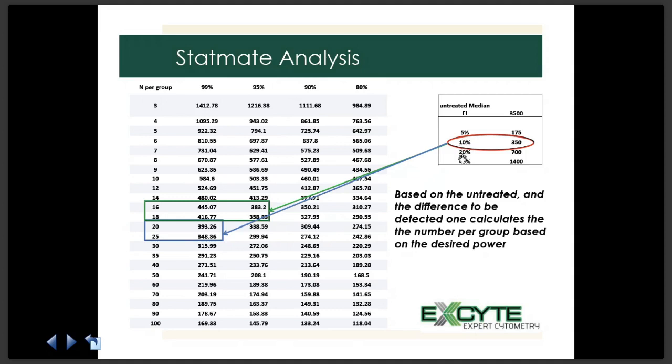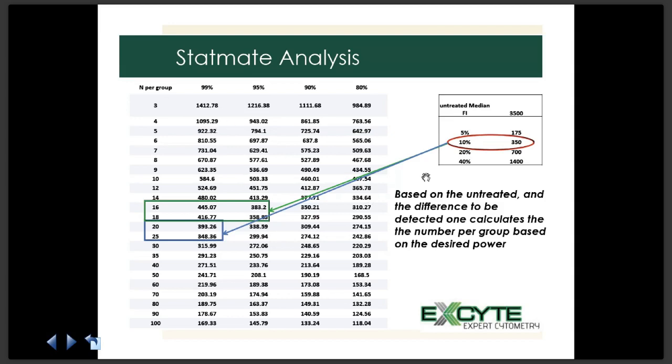If I want to find a bigger difference, say at 20%, now I'm at 700. You can see 700, I need to do between 5 and 6 samples to be powered at the 95th percentile. So the trade-off here is the bigger the difference between the control and the experimental, the fewer the number of samples we have to run. The smaller the difference, the more samples we're going to have to run.